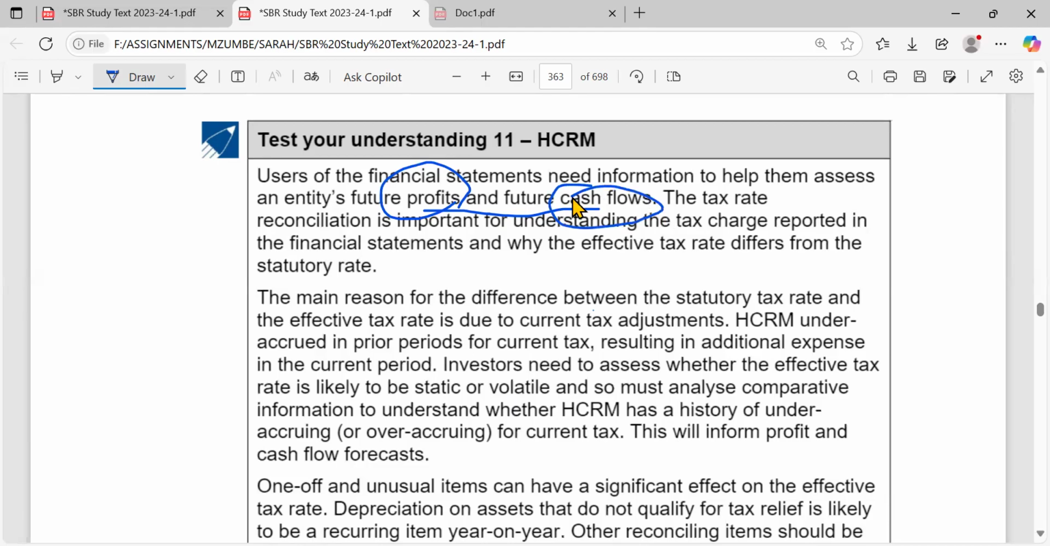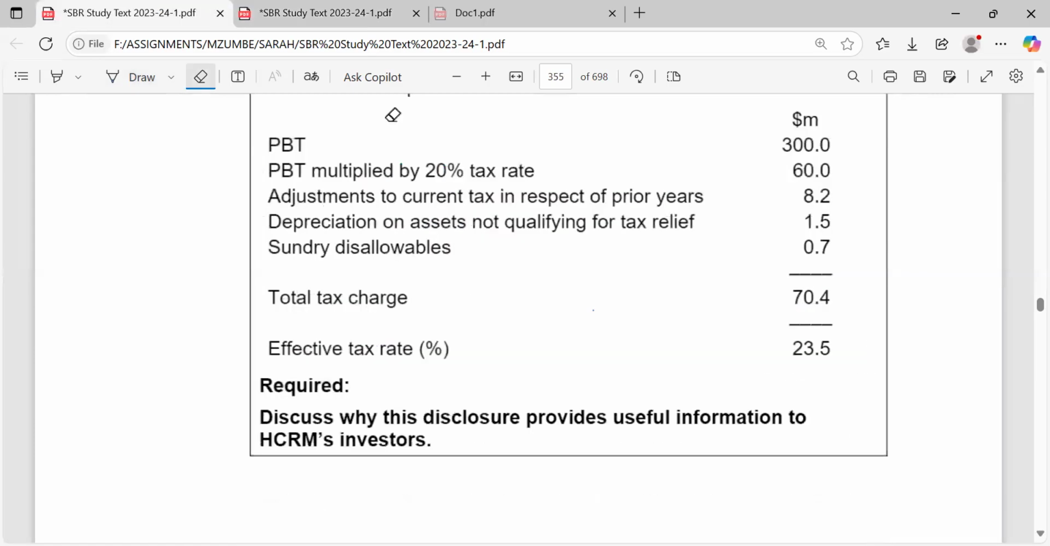Kind of value-based measurement. The tax rate reconciliation is important for understanding the tax charge reported in the financial statements. Like you have seen there, it has moved from 20 to 23.5. So the main reason for the difference between the statutory tax, which is 20, and the effective tax, which is what has actually impacted us, is due to current tax adjustment. HCRM under accrued in a prior period for current tax, so we see an under provision, just the adjustments to current tax in respect of prior periods.